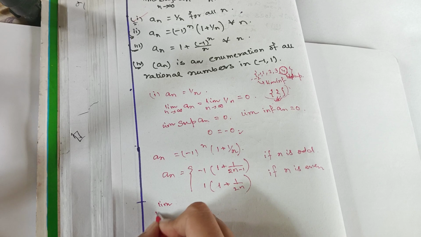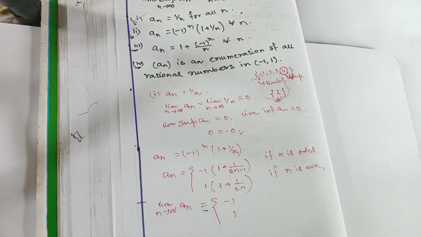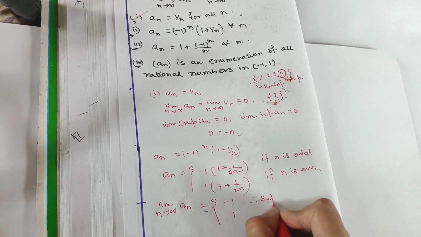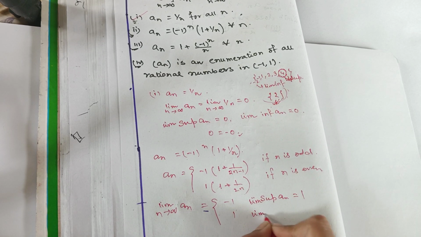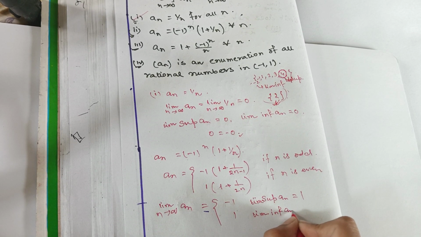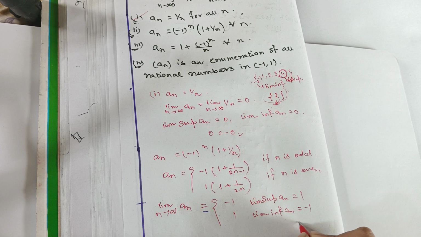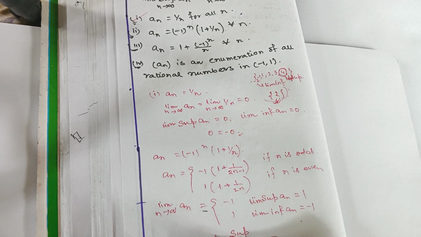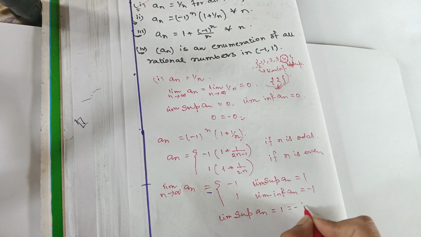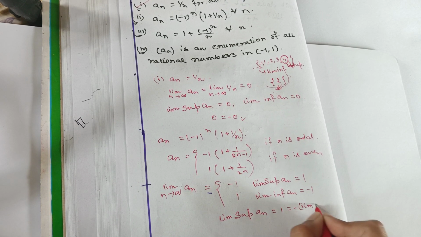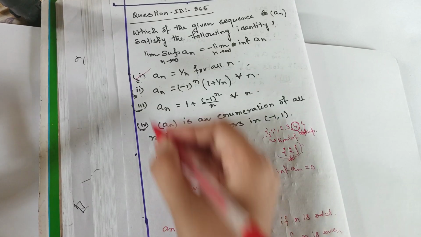Now taking the limit n tending to infinity of a_n, this gives minus 1 and 1. Okay, so obviously the limit supremum of a_n equals 1 and the limit infimum of a_n equals minus 1. So obviously we can write the limit supremum of a_n equals 1, that is minus of the limit infimum of a_n. So the second option is also true.